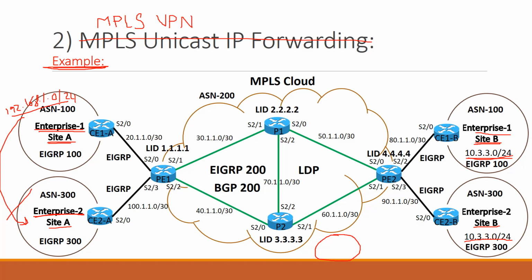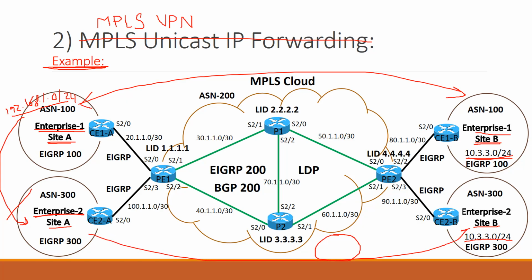We will just make connectivity between these two sites through MPLS VPN and connectivity between these two sites through MPLS VPN, and these two enterprises use duplicate private IPv4 prefixes. So let's start the configuration.